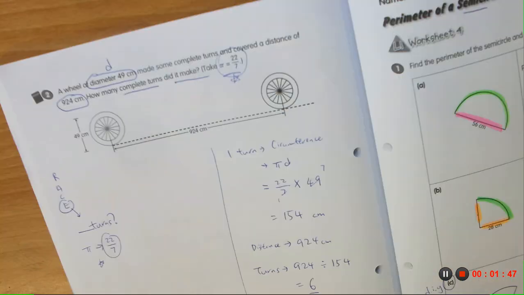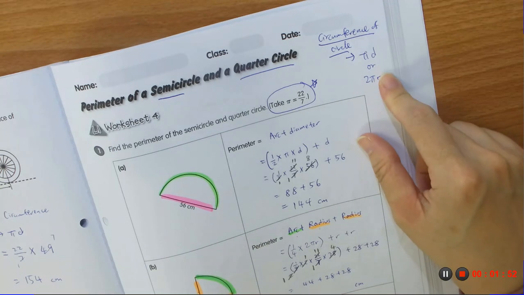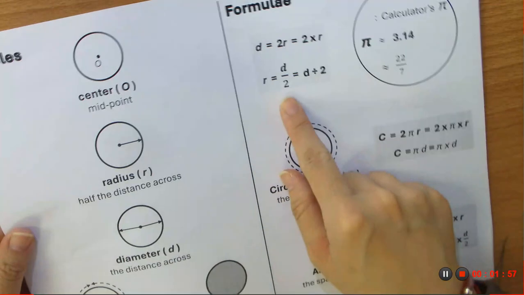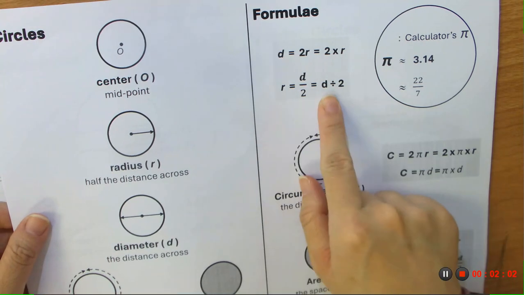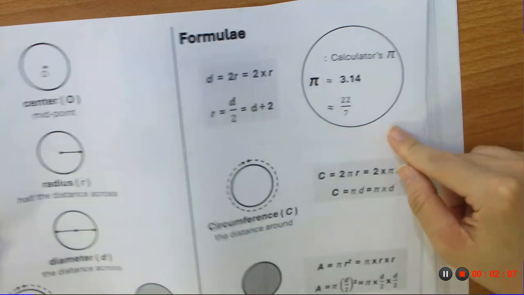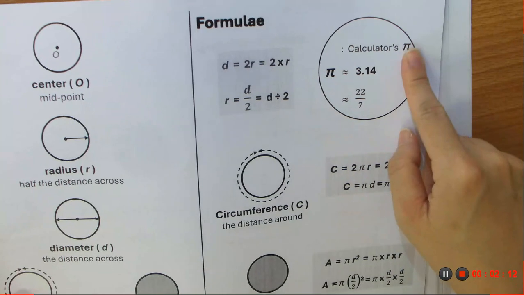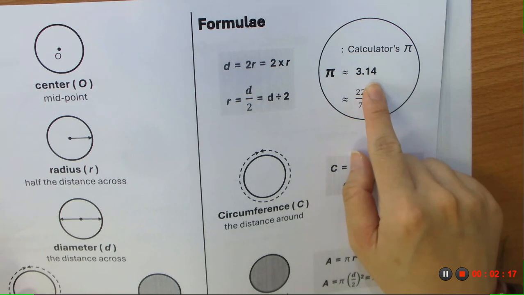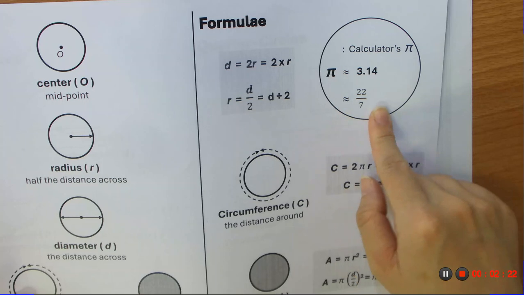I said time and time again that calculating the circumference of a circle, there are two formulas, pi d or 2 pi r. Essentially, they are the same thing because diameter is 2 of r and radius is half of diameter. It's actually the same thing. And then I said, in problems in your textbook and workbook, you need to remember to look carefully. Did the question ask you to use the calculator's pi, 3.14 or 22 over 7? Okay, you can see that this is all approximations.